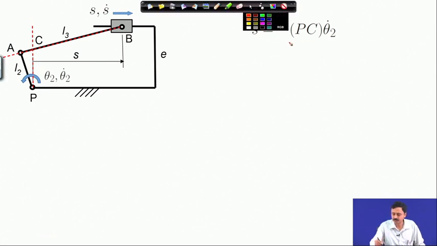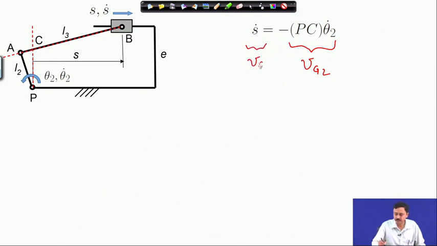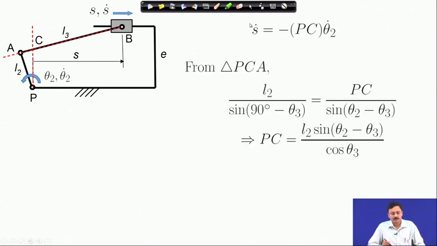So, in other words, this is nothing but velocity of G2, and this is also equal to then velocity of G4, which is also S dot. So, this is the idea. Now, we have to find out P c. To do that, we look at triangle PCA. So, you can very easily find out PCA and use the sine rule.